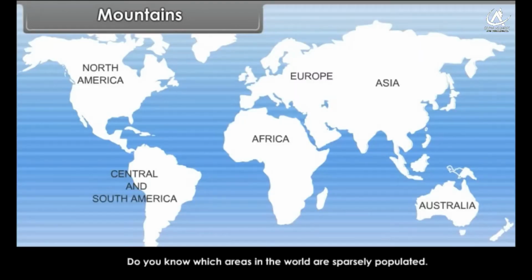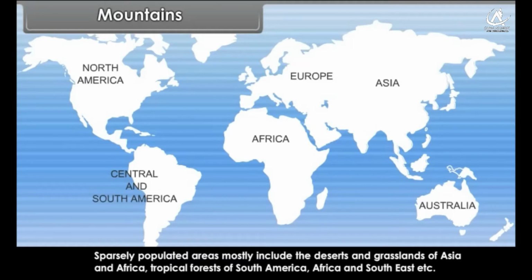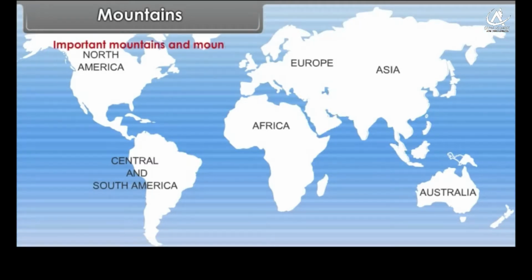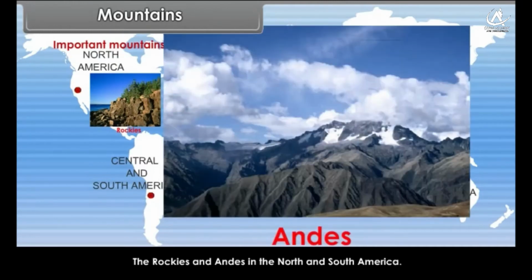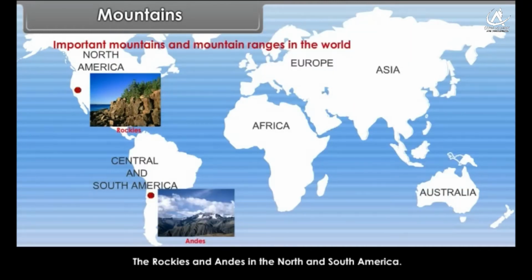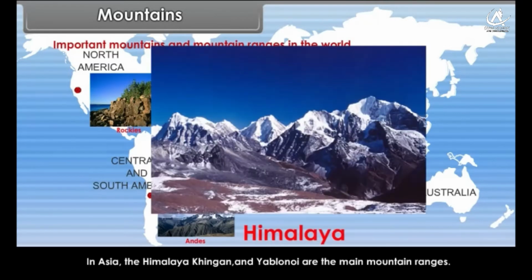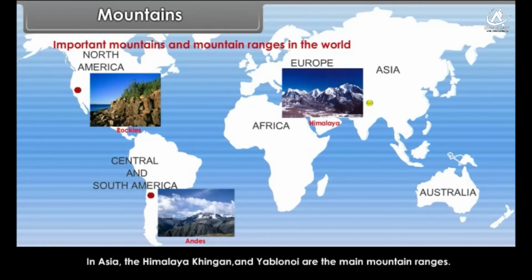Do you know which areas in the world are sparsely populated? Sparsely populated areas mostly include the deserts and grasslands of Asia and Africa, tropical forests of South America, Africa and Southeast Asia, etc. Some of the important mountains and mountain ranges in the world: the Rockies and Andes in North and South America. In Asia, the Himalaya, Khingan and Yablonovy are the main mountain ranges.